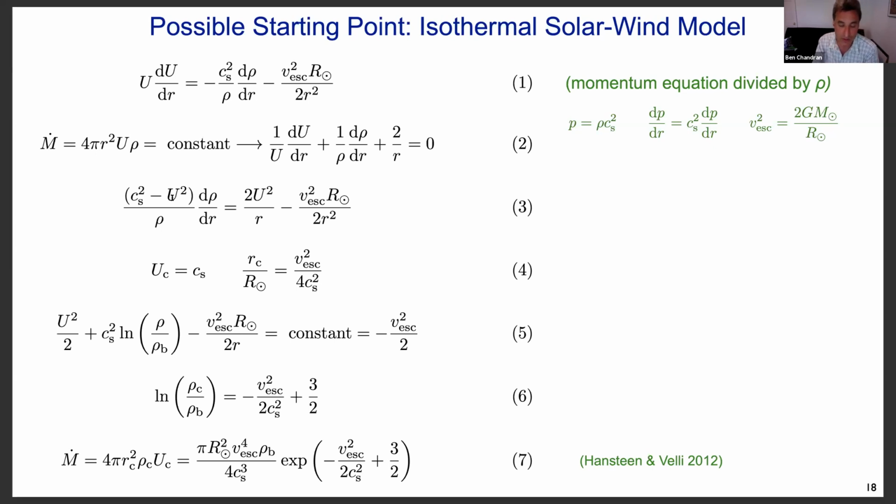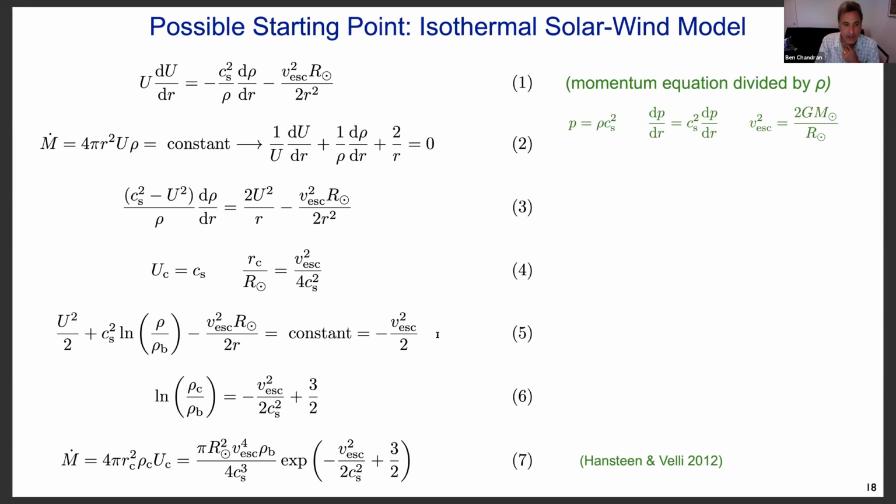If we want a smooth solution, where d rho dr is finite everywhere, at the location where the quantity in parentheses is 0, the right-hand side of that equation must also be 0. That location is the critical point, the sonic critical point at radius r sub c. And at that point, the flow velocity, denoted u sub c, equals the sound speed, which in this model is isothermal, so it's constant. And the condition that the right-hand side vanishes gives us this second equation here on the right, a critical point condition.